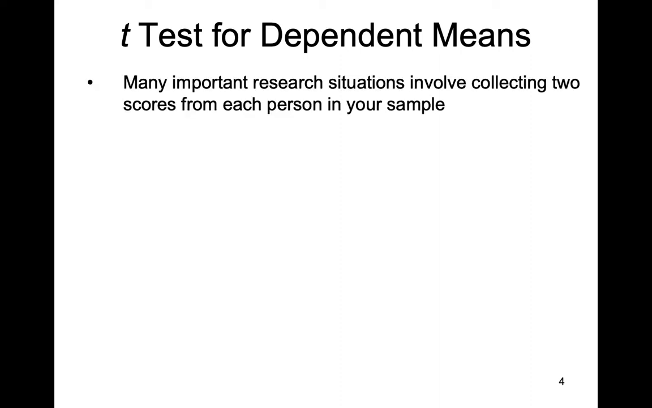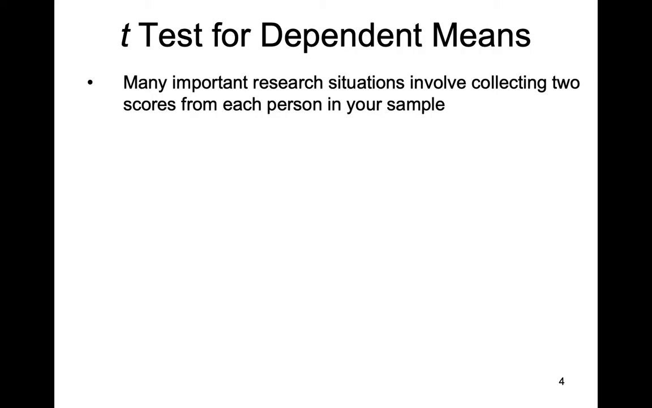All right, so now we're going to move on to the t-test for dependent means. This is another type of t-test, and it really builds on what we've already learned regarding a one sample t-test, so it's kind of an extension of that. If you understand the one sample t-test, you can understand how to do a t-test for dependent means. A t-test for dependent means is important because many important research situations involve collecting 2 scores from each person in your sample, whereas with a one sample t-test, we just had 1 score from each participant.